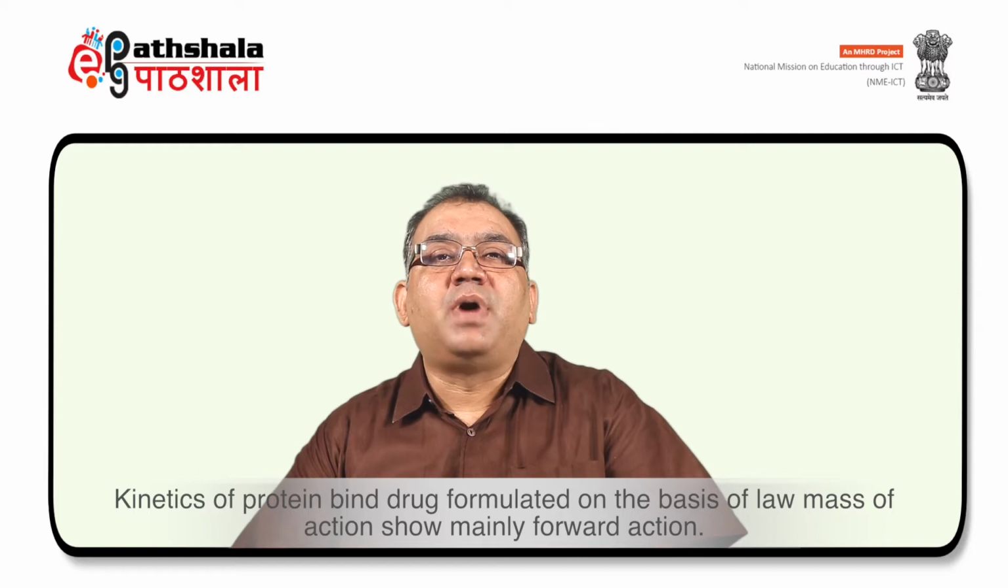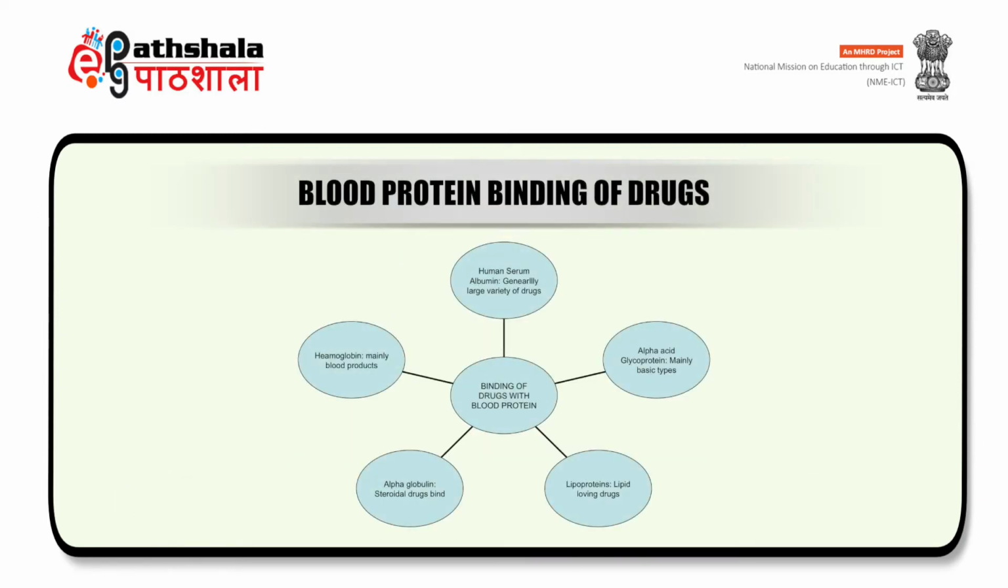Kinetics of protein-bound drugs is formulated on the basis of the law of mass action, which shows mainly forward action. The figure shown on the screen describes binding of drugs with blood proteins. A variety of plasma proteins are available, like human serum albumin, which generally binds to a large variety of drugs. Alpha acid glycoprotein binds mainly to weakly basic drugs. Lipoproteins generally bind to lipid-loving drugs because both are lipophilic in nature. Alpha globulins generally bind to steroidal drugs, and hemoglobin, which is mainly a blood product, rarely binds.